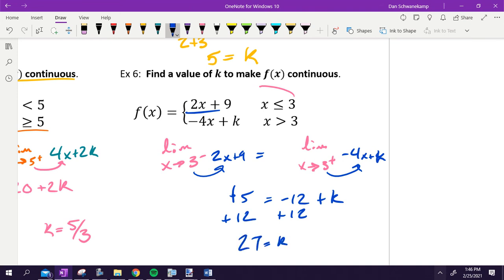Continuity. In order to be continuous, the limit and the value have to be equal to each other. Limit exists, value exists, they're equal to each other. Or the limit from the left, the limit from the right, and the value are all equal to each other. Whatever way you want to say it is fine. Just make sure you show all 3 parts.